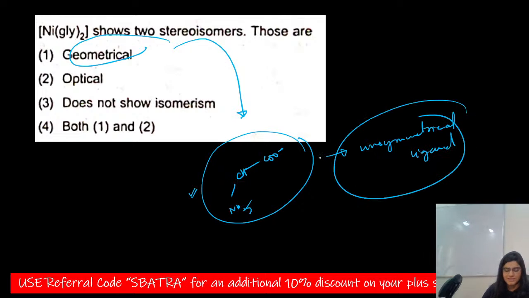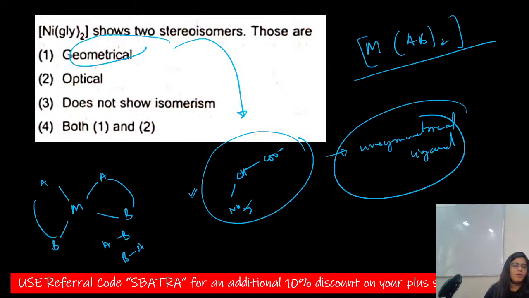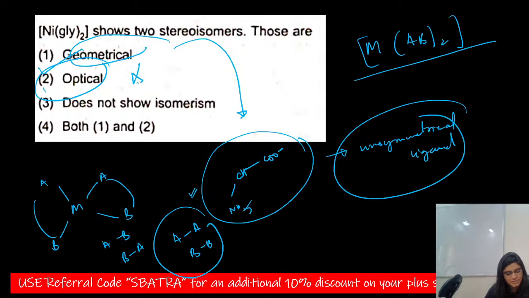If this is an unsymmetrical ligand, then definitely can I write M which is coordinated with AB2? Yes or no? Because it's an unsymmetrical ligand. So yes, this is AB one ligand and this is AB second ligand. The opposite pair is A opposite to B and B opposite to A. We can also form another type of geometrical isomer, in which A is opposite to A and B is opposite to B. So yes, definitely it shows geometrical isomerism.